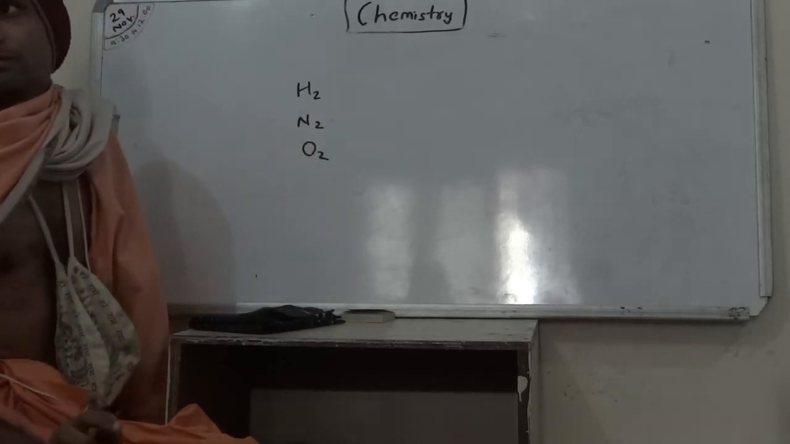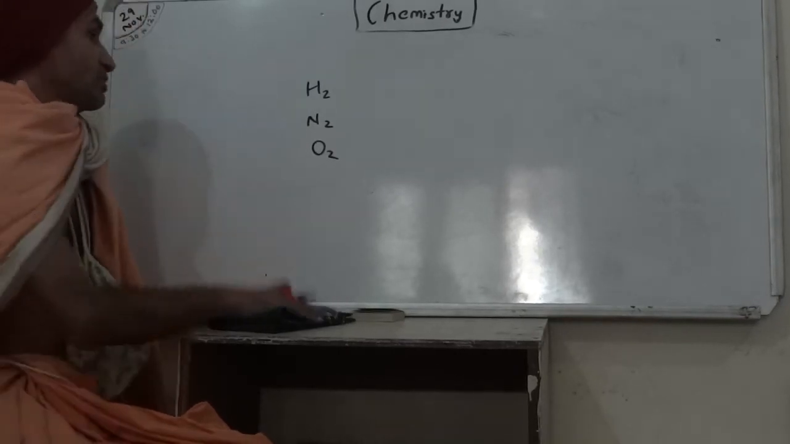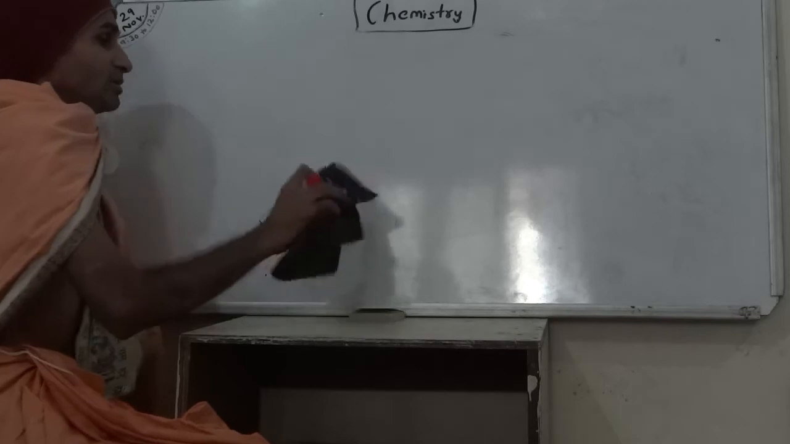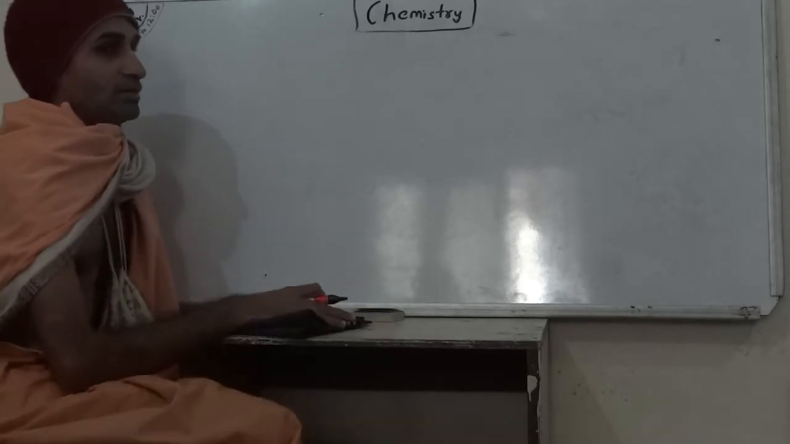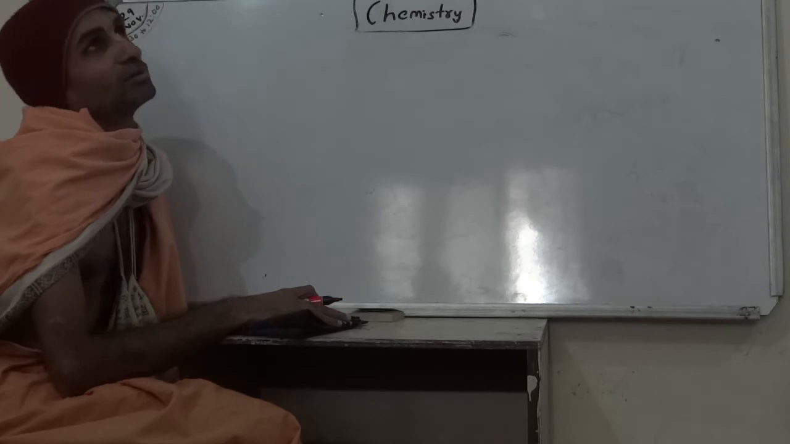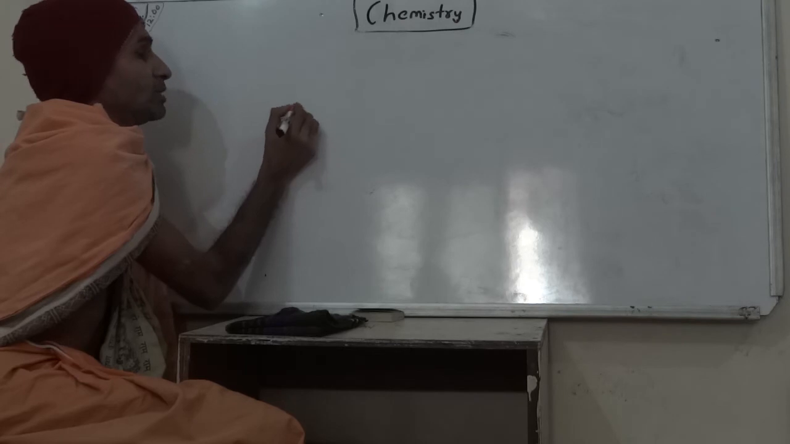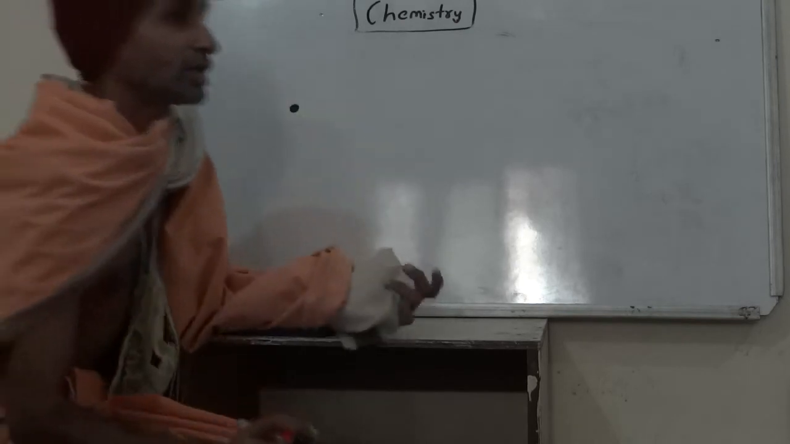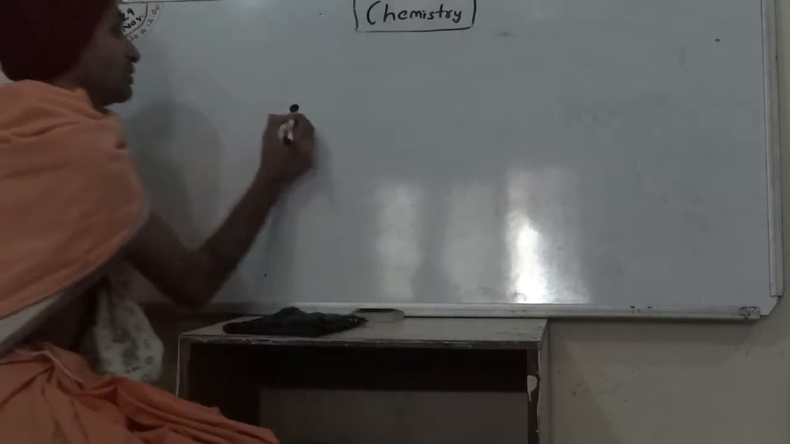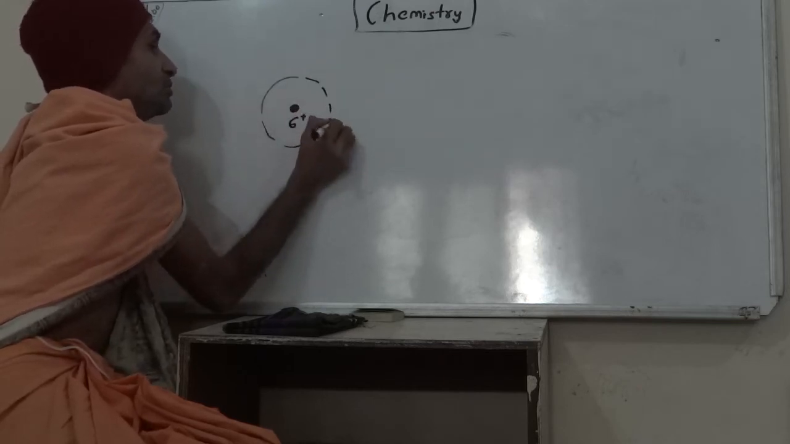What is carbon dioxide? Carbon has 4 electrons. Carbon dioxide is an ionic bond? I don't know. Carbon has 4 electrons in the valence orbit. Correct? Carbon, yeah, 2, 4, the atomic number is 6. So 2.